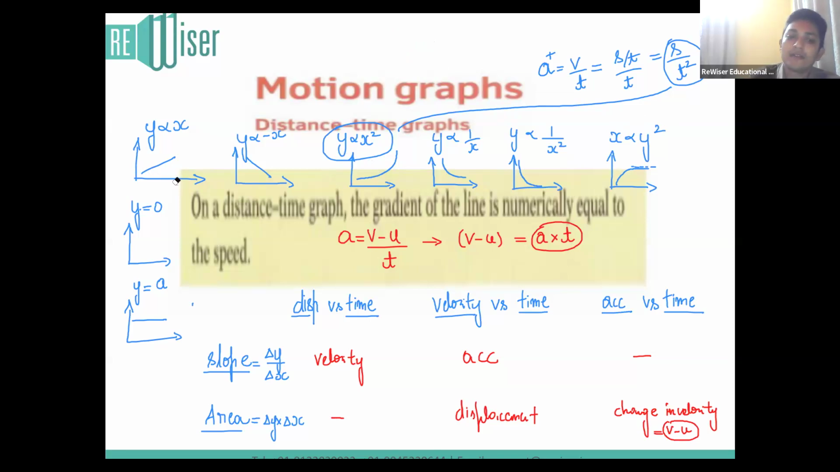Next, how will the velocity time graph look for a body at rest? Y is a constant.